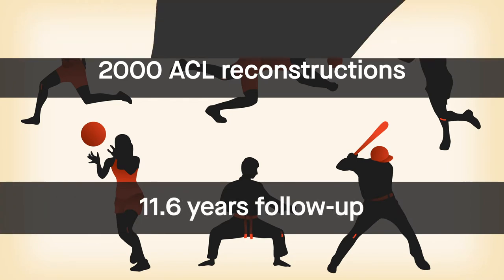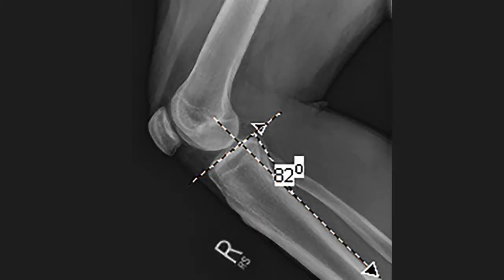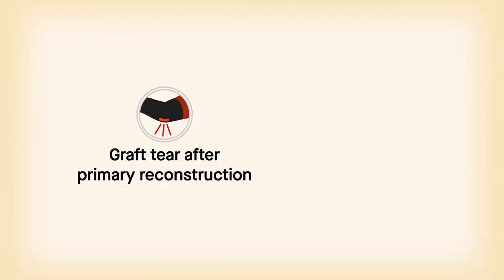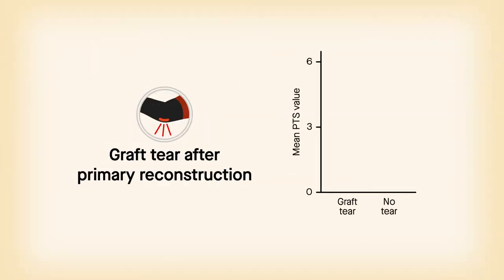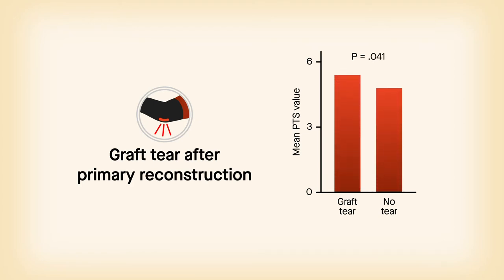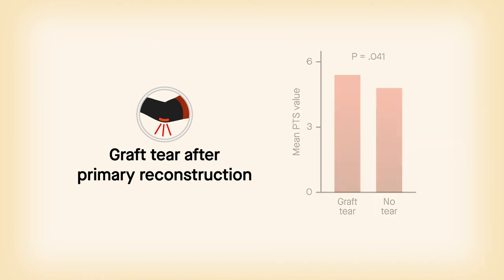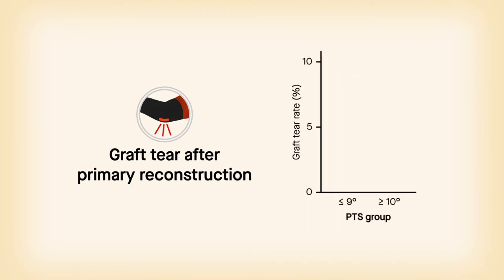11.6 years. The PTS was measured prospectively using radiographs by subtracting from 90 degrees the acute angle formed by intersecting lines drawn along the medial tibial plateau and the posterior tibia. Patients experiencing graft tear after primary ACL reconstruction surgery showed statistically significantly higher mean PTS values than patients without subsequent tear, and patients with PTS values of 10 degrees or higher had a statistically significantly higher rate of graft tear than patients with PTS values of 9 degrees or lower.